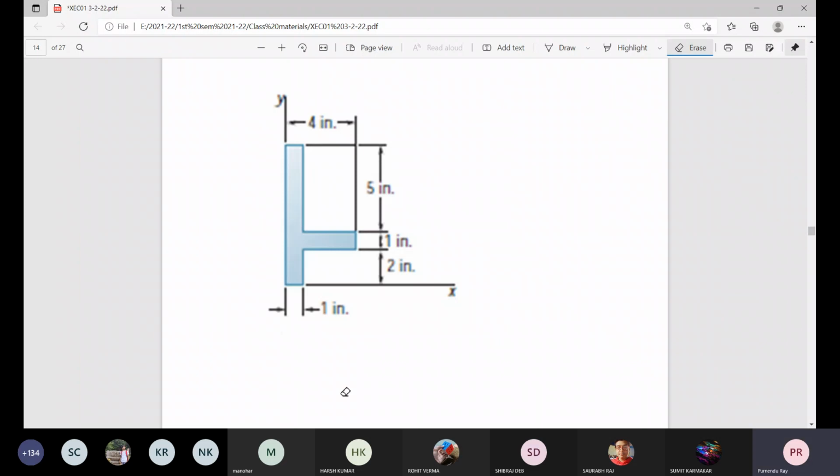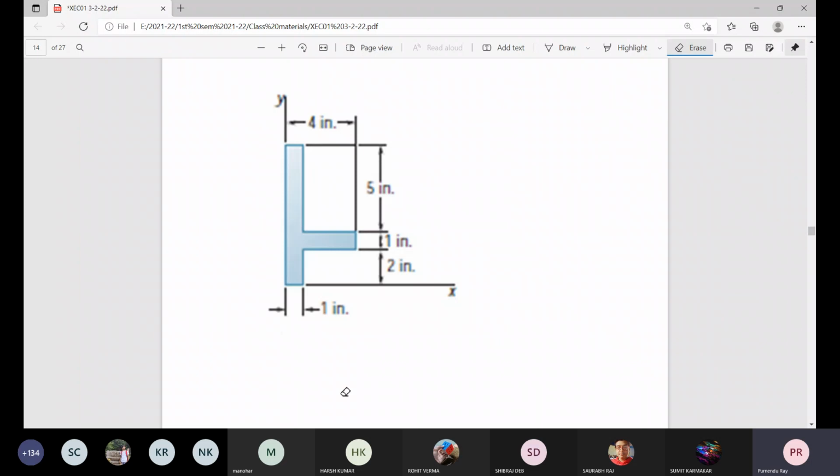Anyway, have you found that plane figure with dimensions given in inches? Yes, sir. This is a problem directly taken from Beer and Johnston. So even if you do not get this pen movement, just simply concentrate on whatever I am telling.